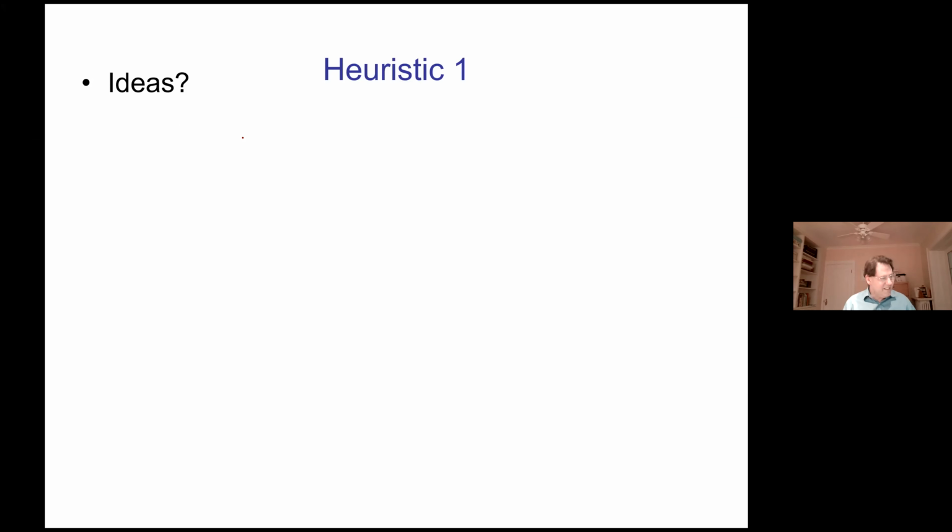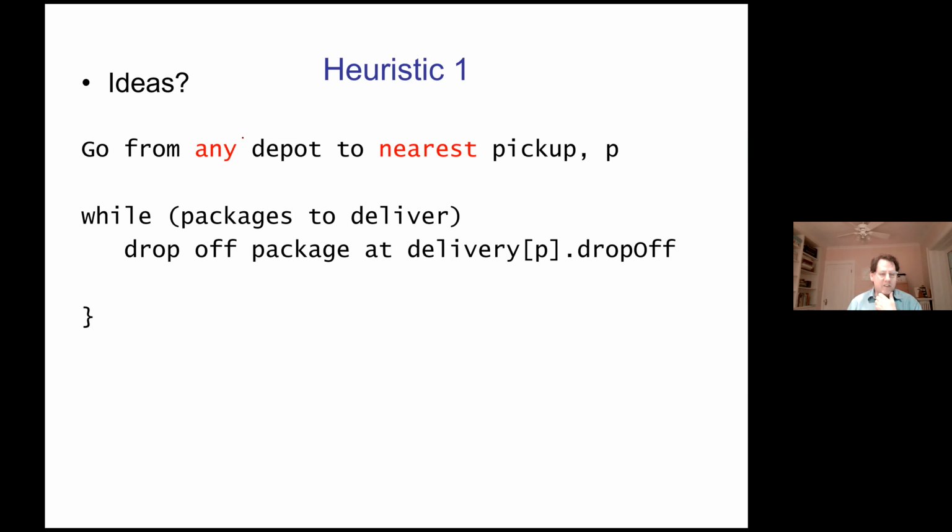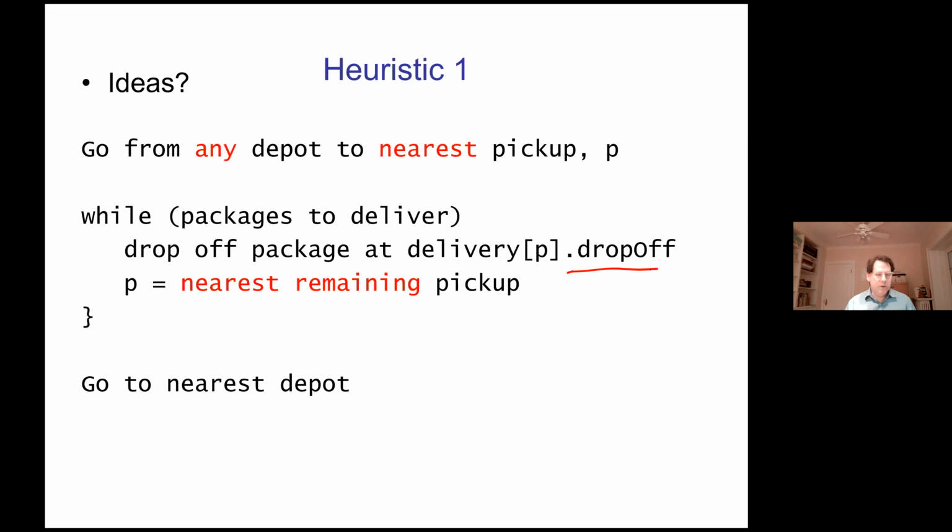Okay, so actually Isidore already came up with a pretty good idea for this, which was basically we could start at any depot and go to the nearest pickup. And while we still have packages to deliver, we drop that package off wherever it's supposed to go, and we go pick up the nearest remaining thing. We'll keep doing that, and then we'll go to the nearest depot at the end to drop the truck off. So, what's the computational complexity of that?